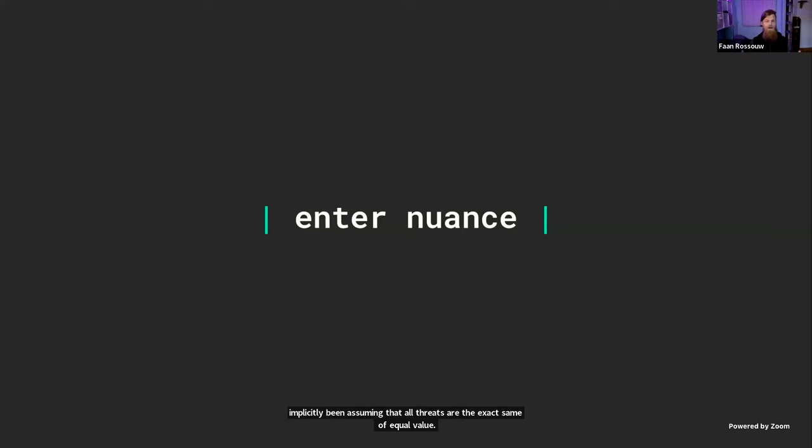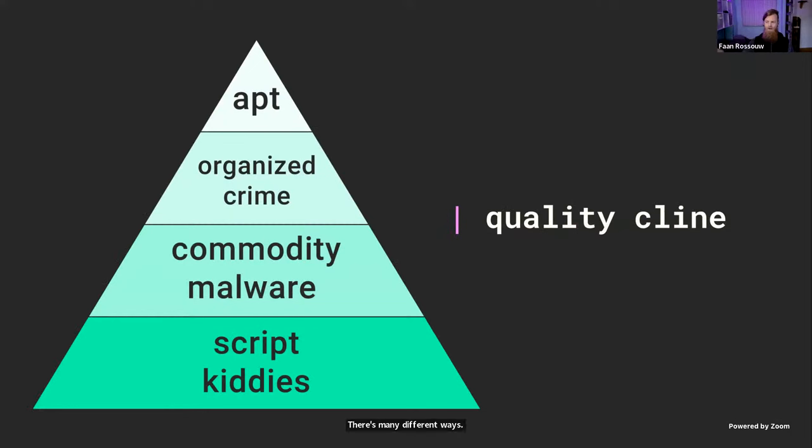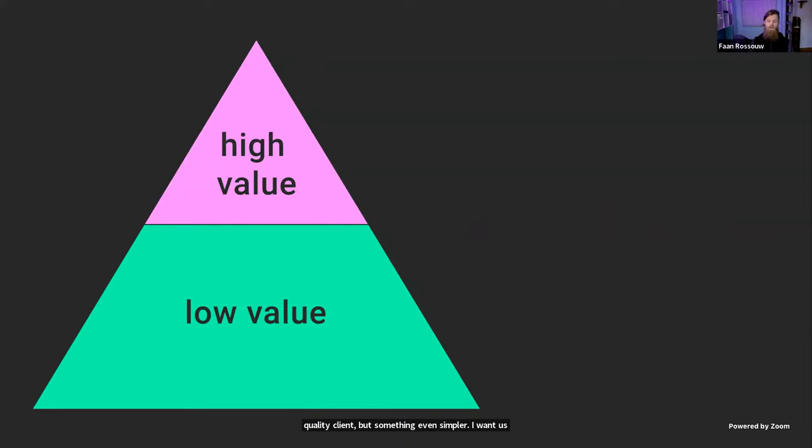There's many different ways in which we might go about categorizing threats. One very popular way is, for example, with these categories. Most of us learn that in introductory cybersecurity. But the important thing here is it's a quality decline. We're categorizing different attacks based on the perceived quality of them. And so I actually want to introduce the same idea, a quality decline, but something even simpler. I want us to bifurcate threats into two categories only, and we're going to call these low-value attacks and high-value attacks.